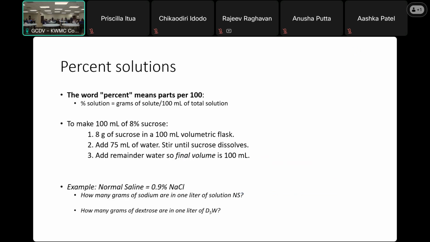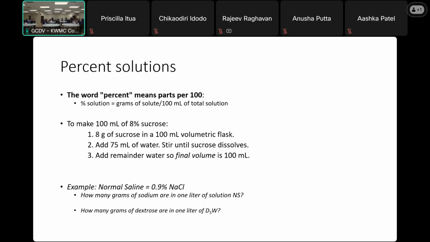So an example here, again, if you want to make 100 milliliters of 8% sucrose, you can take 8 grams of sucrose, mix it in 100 cc's, and then make sure that the total volume is at 100. So really, always keep that concept in mind. And this becomes important when you think about normal saline.